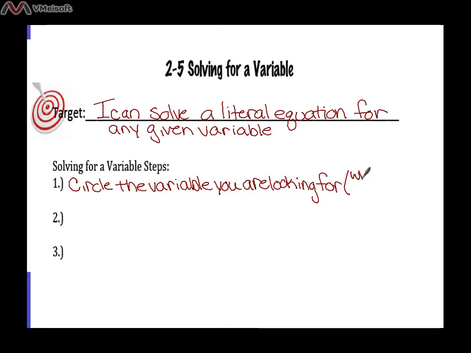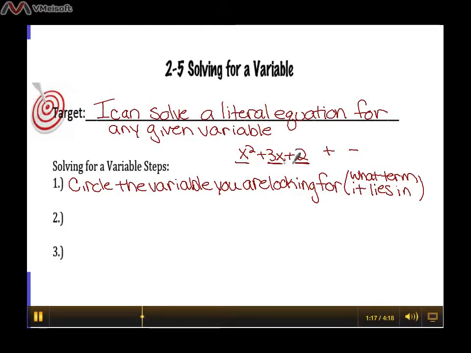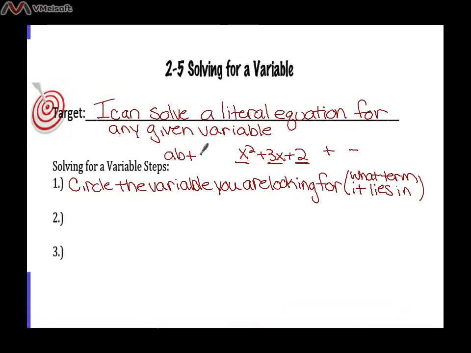Remember, terms are separated by plus and minus signs. So if I have x squared plus 3x plus 2, there's 3 terms, and each one of these terms is separated by addition. If I had ab plus cd minus e, AB would all be one term, CD would all be one term, and E would all be one term.